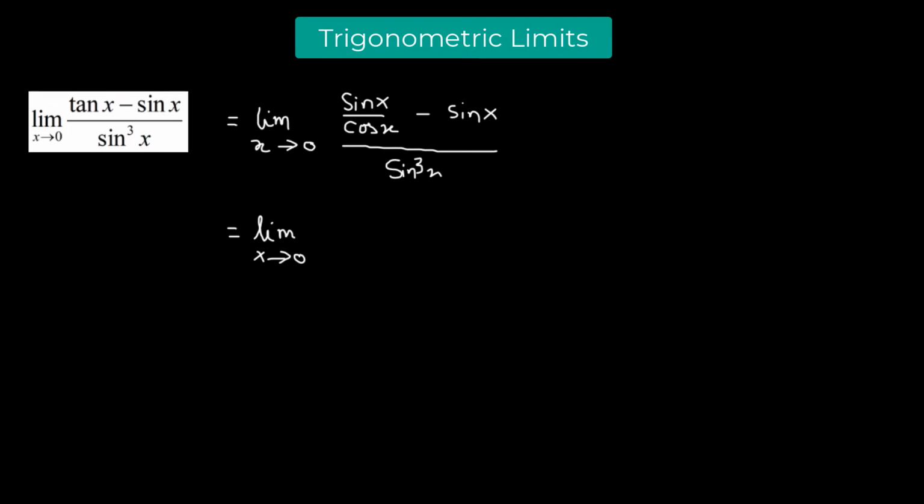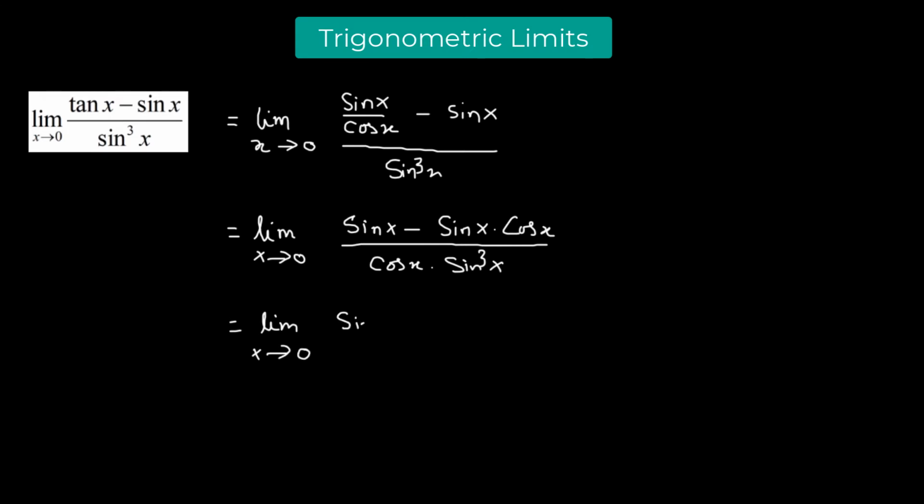tends to 0. We combine the two terms, sin x over cos x and minus sin x, and that should give us (sin x minus sin x times cos x) divided by cos x times sin cubed x. Now we're going to take sin x as the common factor in the numerator, so we have sin x multiplied by (1 minus cos x) divided by cos x times sin cubed x.